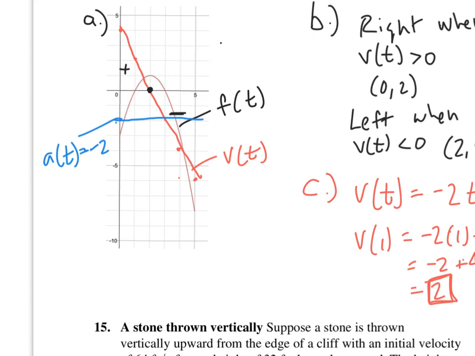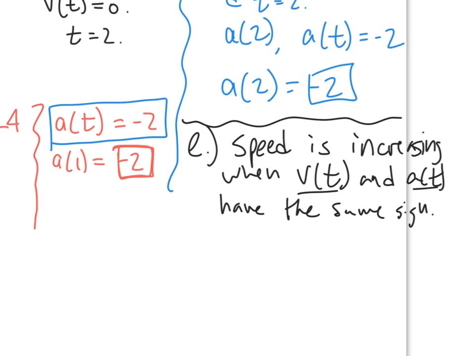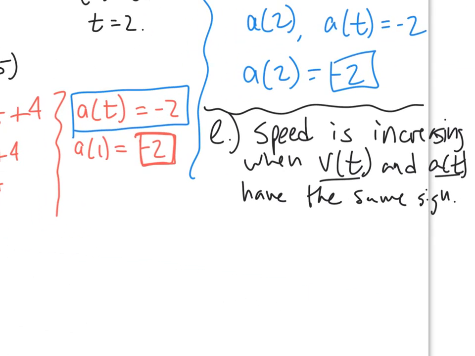That's when it's speeding up, because I'm just looking to see where my acceleration and velocity have the same sign. And by sign I mean where the y values are. My y values are negative here, my y values are negative here. So let's write that down, and say that that's the interval between 2 and 5.